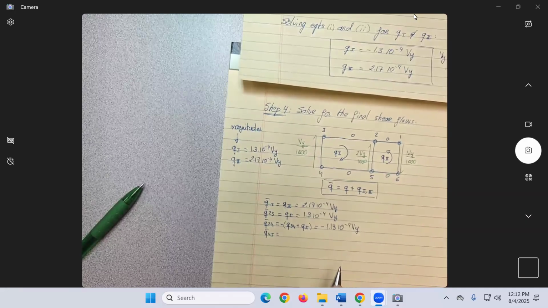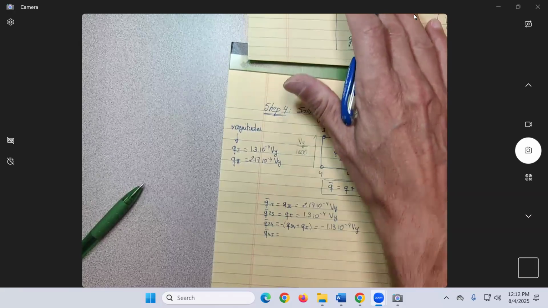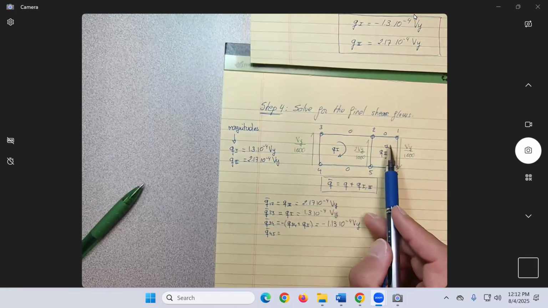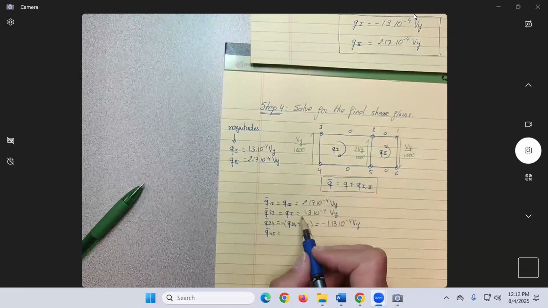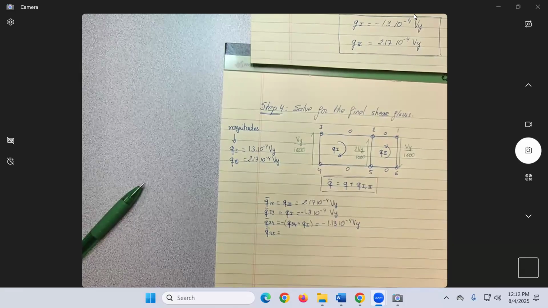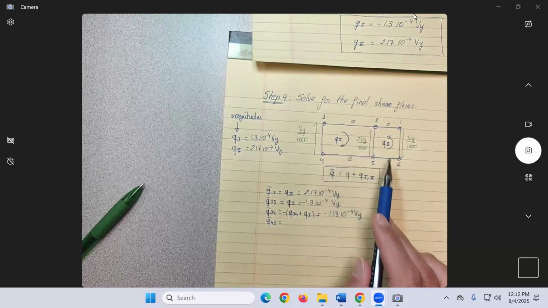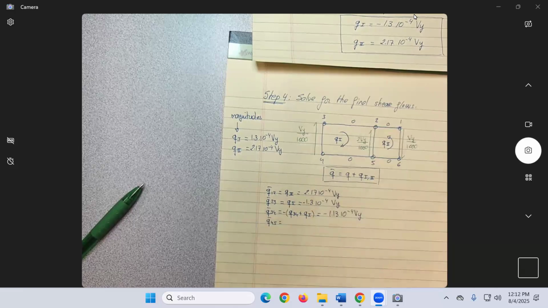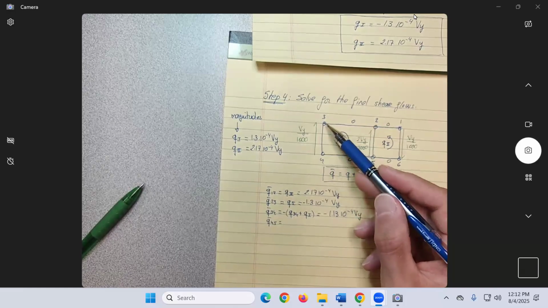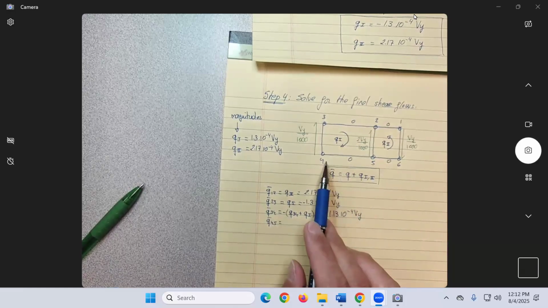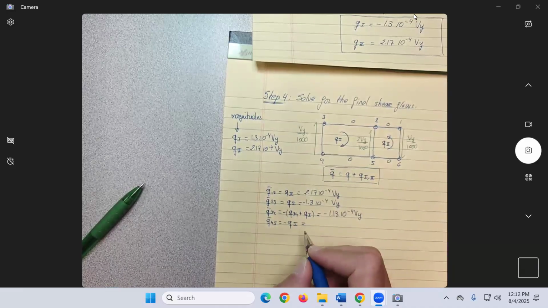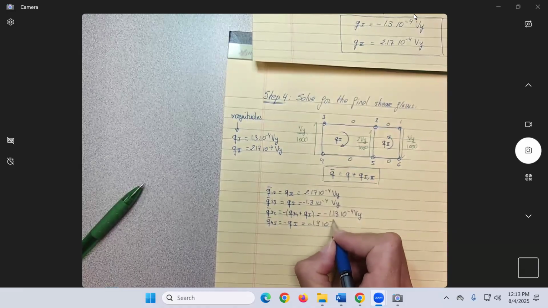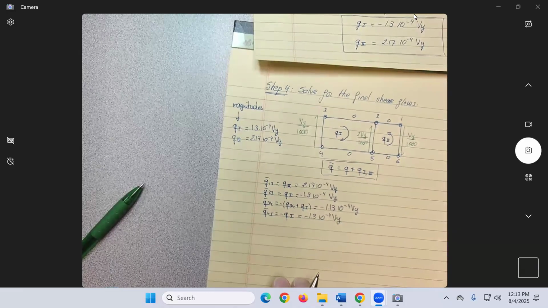Wait, let's go back for 1 second, guys, because I don't want to confuse the signs here, because Q12 will be positive. Q23, if we do it this way, will be negative. Okay, let's follow the number sign convention. It will be going in that direction. Then Q34 will be going from 4 to 3, no? So it should be negative. Q45 will go from 5 to 4, so it should be minus Q sub 1, equal to minus 1.3 10 to the minus 4 Vy.